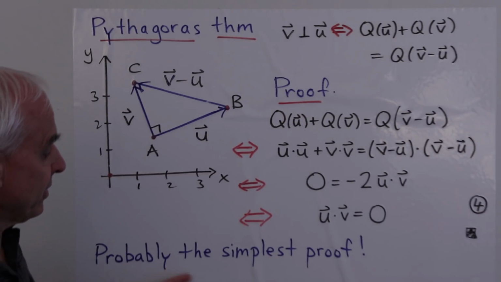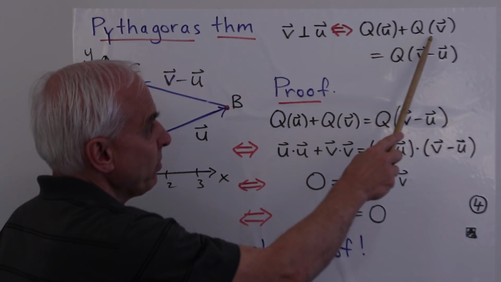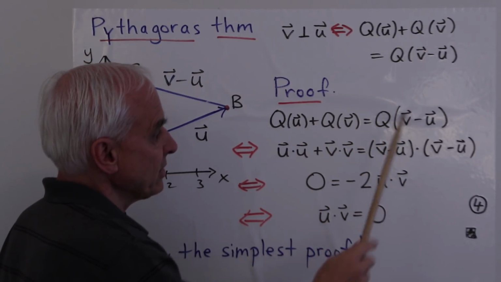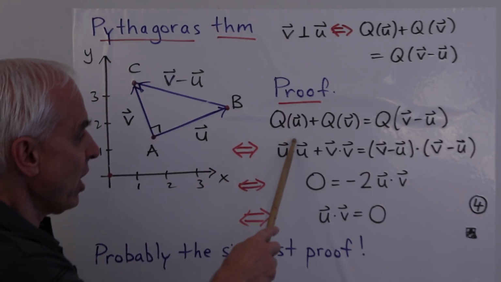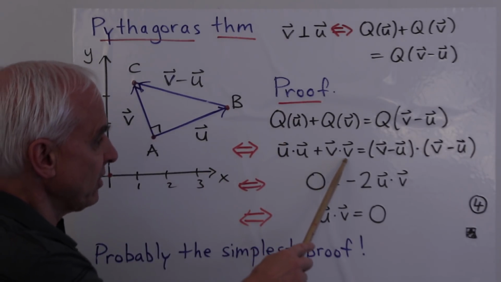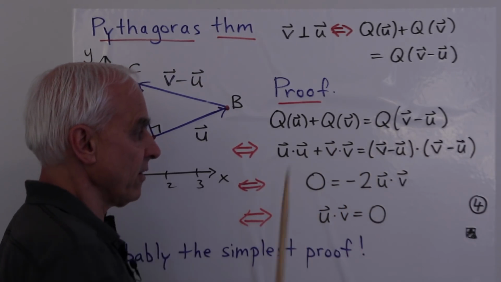The proof is quite elegant. It's perhaps the simplest proof that this expression here, Q(u) plus Q(v) equals Q(v minus u), is equivalent to, just put in the definitions, u dot u, that's what that is, plus v dot v, that's what that is, equals (v minus u) dot (v minus u), that's what that is.